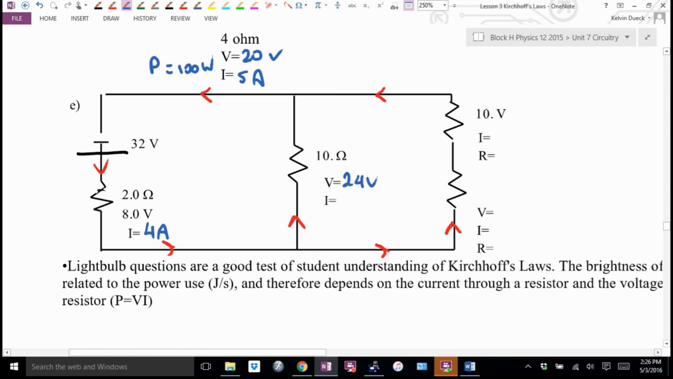You know what that means? I know two things. That means I know three things, I know four things. How many amps must I have in that middle resistor? It's going to be V over R. In your head, 24 divided by 10. It's dividing by 10. Yeah, 2.4.